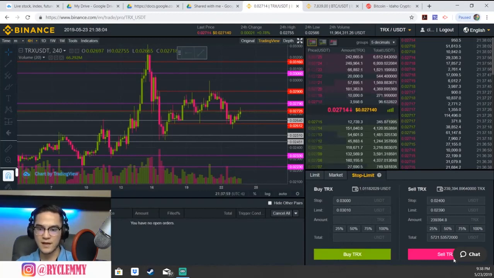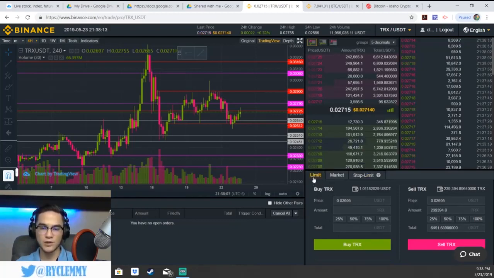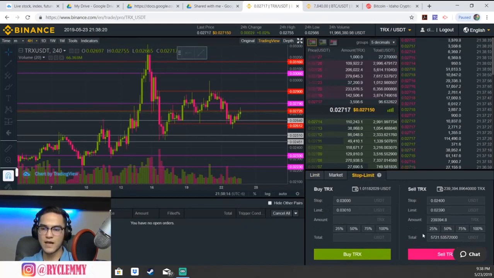So stop limits can save your life, or they can get you in on a trade when you're maybe not watching the charts. But the most important tools that you're going to be using are your limit orders, which is how you're going to buy or sell cryptocurrency. And then your stop limit, you're mostly going to use sell stop limits to eliminate your losses.